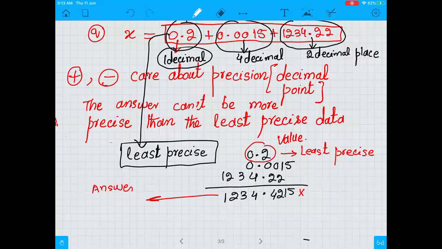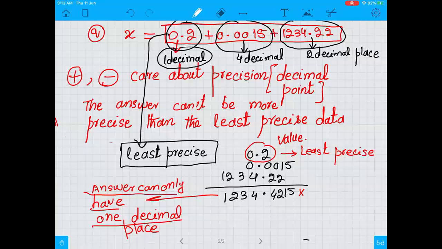can only have one decimal place. So if the least precise data has only one decimal place, then the answer should also have only one decimal place. So an acceptable answer would be 1234.4. So this is the answer that is acceptable.